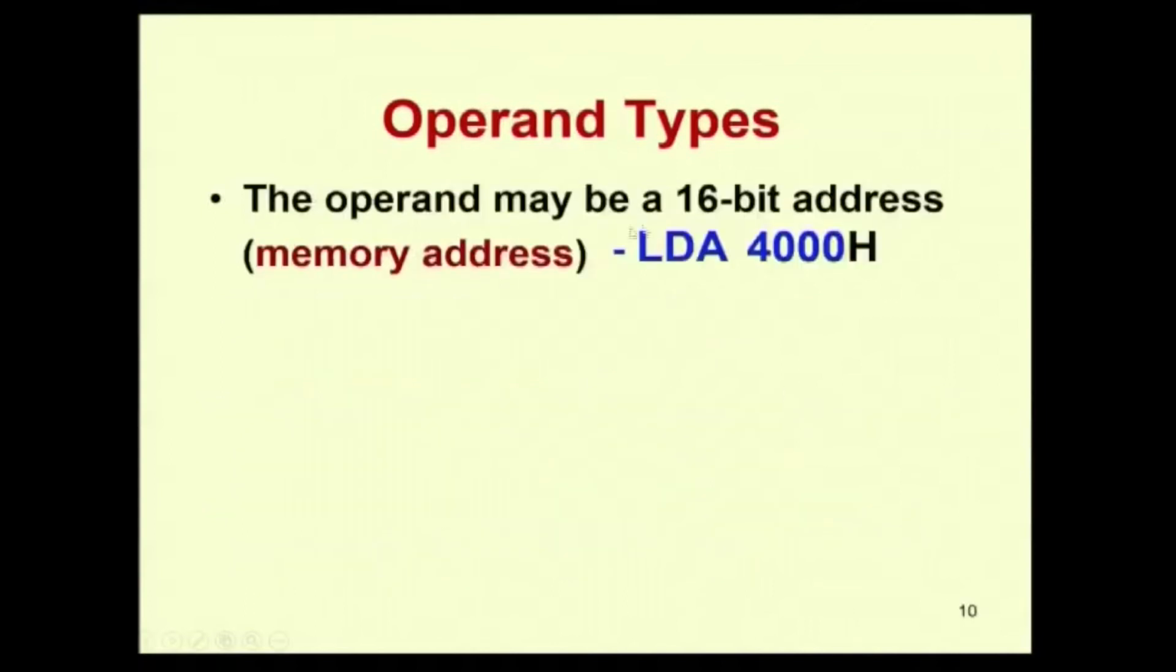And you can also have a 16-bit operand. For example, you want to do some memory operation involving memory: move data to a memory location or take data from a memory location. Then you have to mention the memory address. The load accumulator is an instruction, and this instruction has to be followed by an operand. In this case it is a 16-bit number which represents the address of a memory location. So, the memory address, which is 16 bits, is an operand.